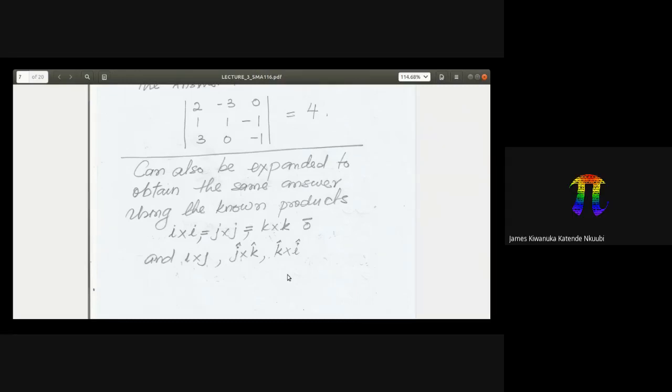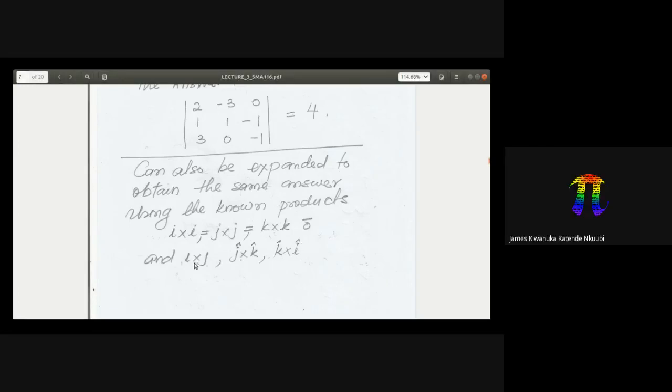Just use your right hand. If you point your fingers in the direction of J towards K, where will your thumb point? It will point in the direction of I, right? So your hand is your calculator. Use your right hand. And K cross I will be negative J? Are you sure? No, it will be positive J. Yeah, that's correct.